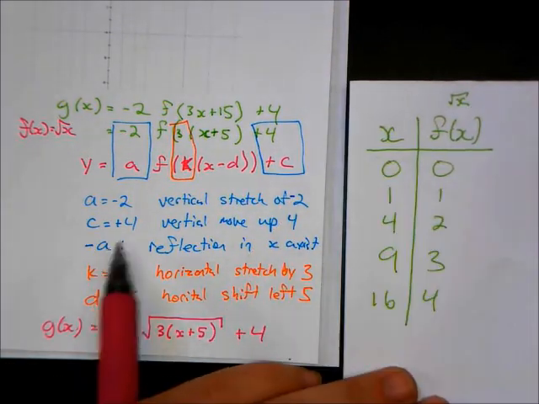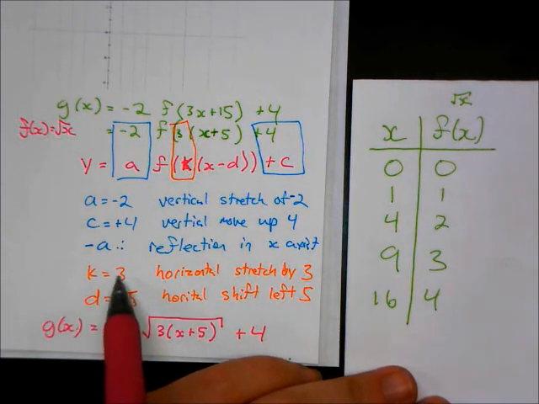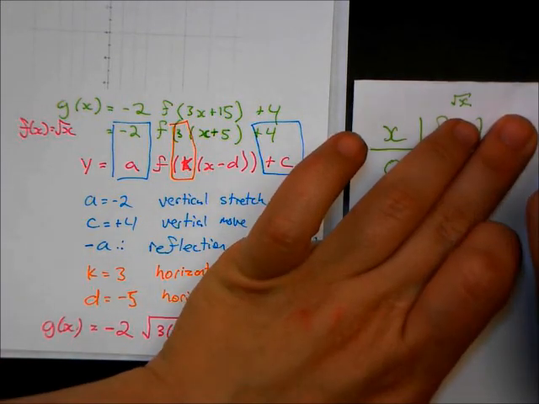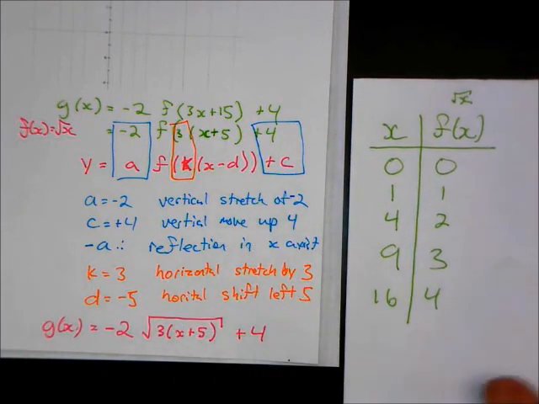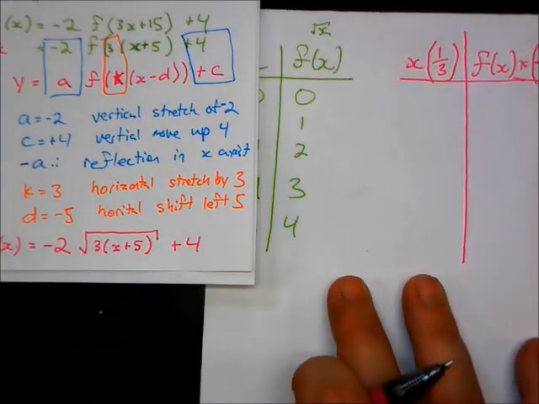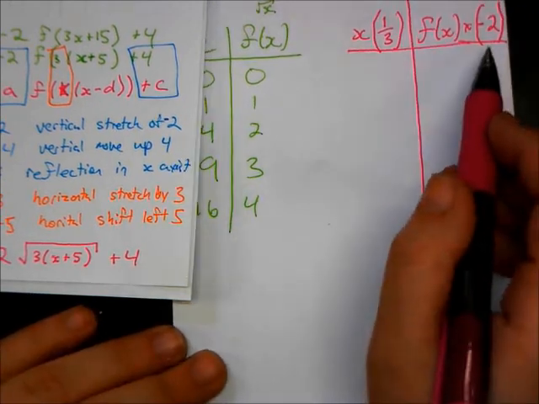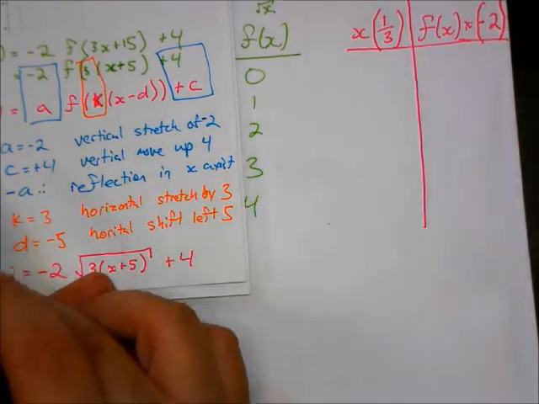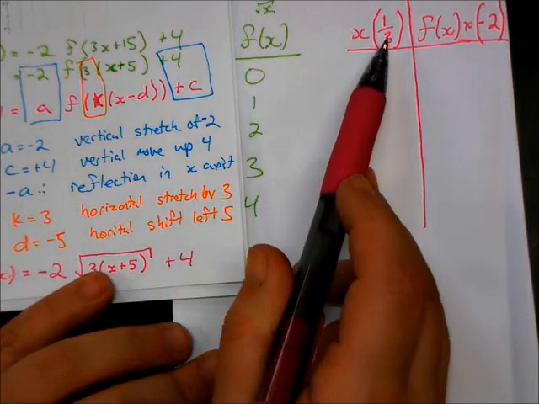We also have something affecting our x value. That's our k. Our k is 3. This means we take our x's and we multiply by 1 over 3. It's always the reciprocal. Oh, I'm sorry. It's the reciprocal for the x terms. Negative 2 comes from our a term. 3 is what's giving us 1/3 here.